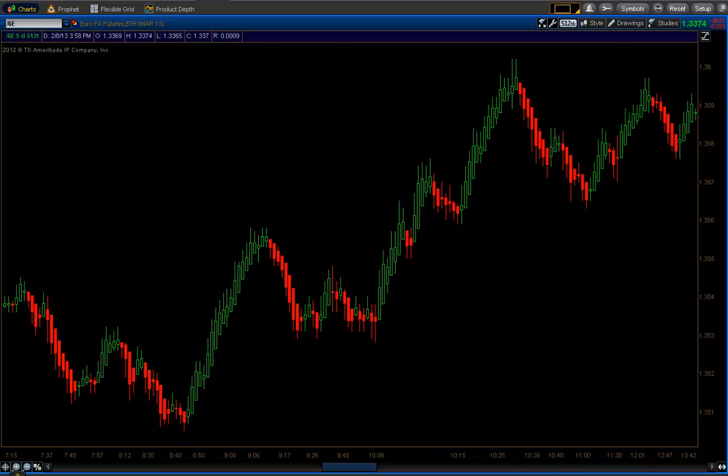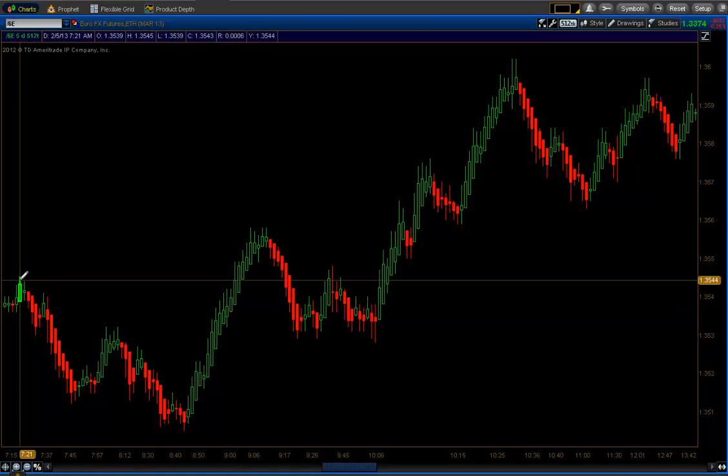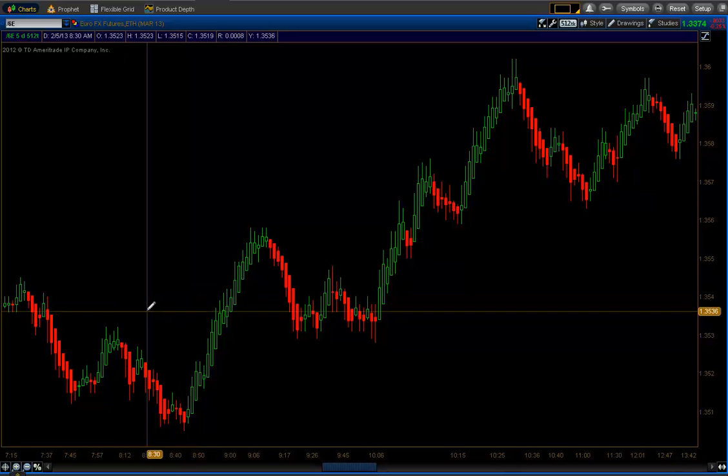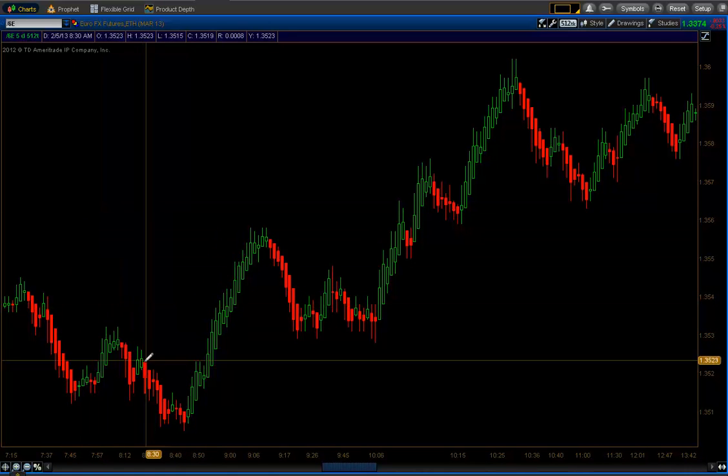So the first thing you want to do is start from the farthest left point on your screen. You're always going to be drawing from the left to the right. In that way, you'll know that you're drawing in the right direction.